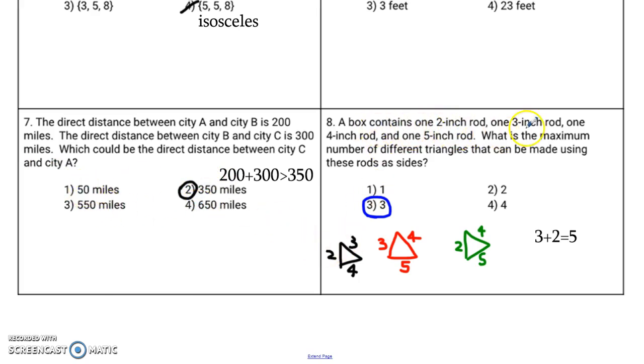And question number 8, it asks for the maximum number of different triangles. Well, just draw some triangles. Here's a triangle that's 2, 3, 4. 3 plus 2 is 5, which is bigger than 4. 4 plus 3 is 7, which is bigger than 5. 2 plus 4 is 6, which is bigger than 5. The only one that doesn't work, 2, 3, 5, because 2 plus 3 is equal to 5, not greater than 5. So only 3 different triangles are going to work.